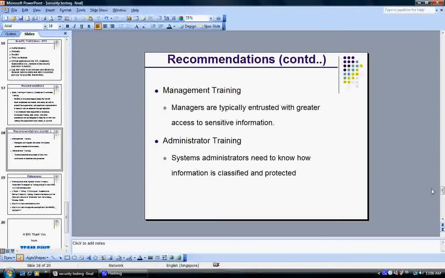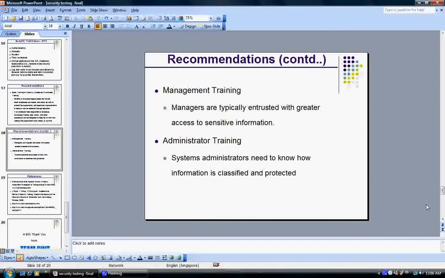Another thing we could do is provide training to the management. Managers are typically entrusted with greater access to sensitive information, and system administrators need to know how information is classified and protected. Managers are the key people. They will be holding key critical applications and sensitive information, so they are in a hot seat. In other words, they are the most critical people, so they need to be very careful in handling the information.